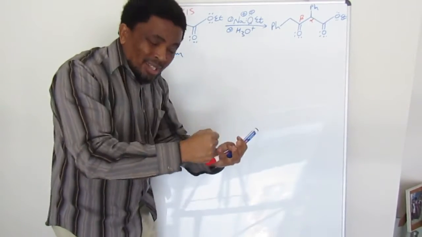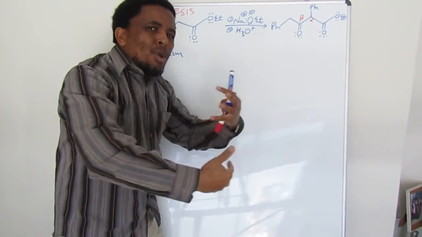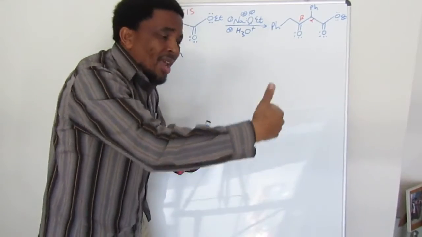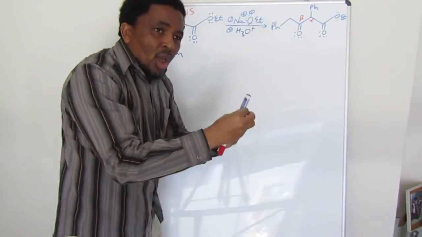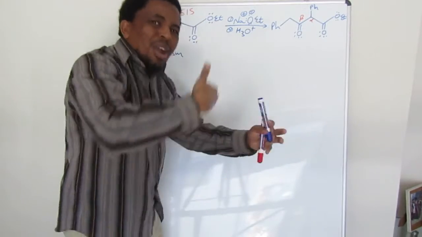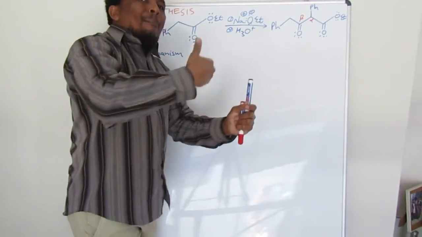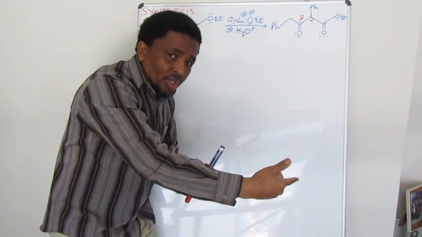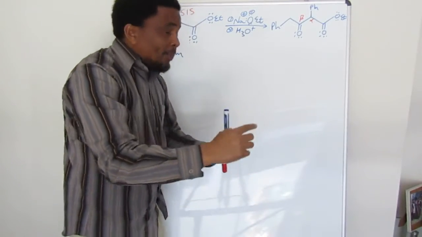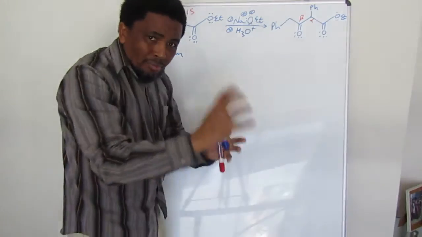All that the mechanism is about is showing you the movement of electrons, where we use arrows to show the movement of electrons. A full arrow means a movement of two electrons. That's very important. Now, I'm going to show you how we do mechanisms.